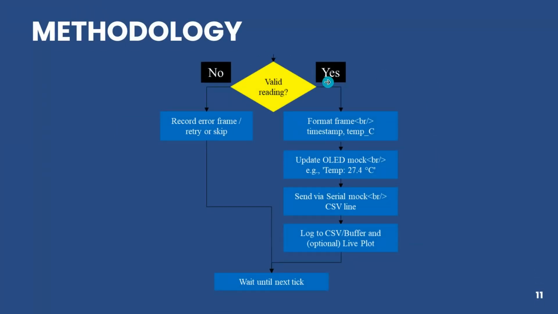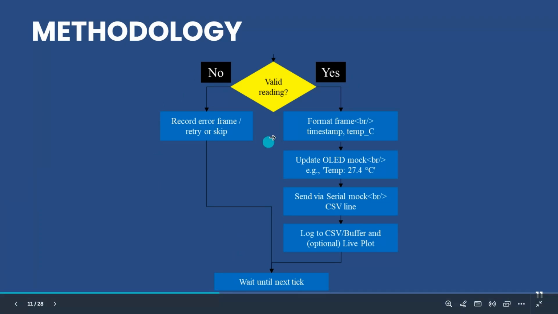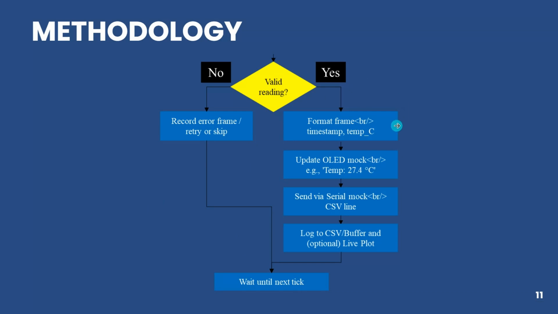After that it will start to validate the reading. If it's incorrect, it will record an error frame, retry, or skip to wait until the next tick. If the reading is valid, if it's correct, then it will format the frame, timestamp, and temperature. Then it will update the OLED mock, for example 27.4 Celsius. Then it will send via serial mock a CSV line to log to CSV or buffer, with an optional live plot.